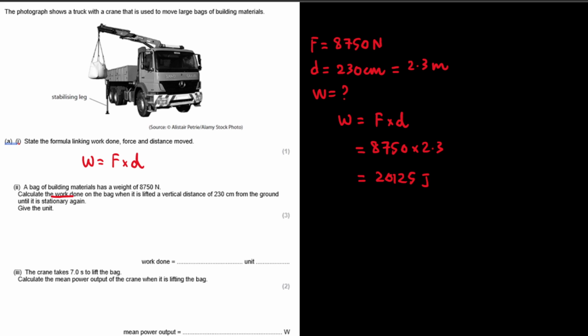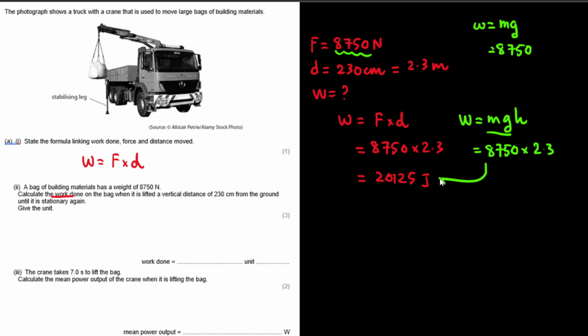So you might be wondering, this is height, so why don't we use mgh? It's the same thing. If you use W equals mgh, mass times acceleration due to gravity, this is simply your weight. Don't confuse this: W equals mg. How much is it given? It's equal to your F. So your weight is your force, 8750. So this will be 8750 times your height, which is 2.3. So you'll get the same answer nonetheless.